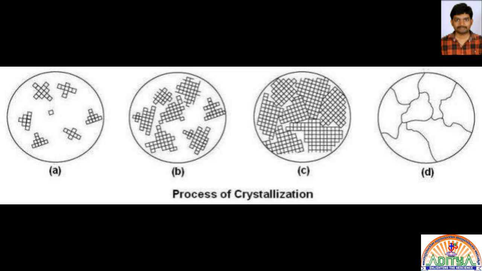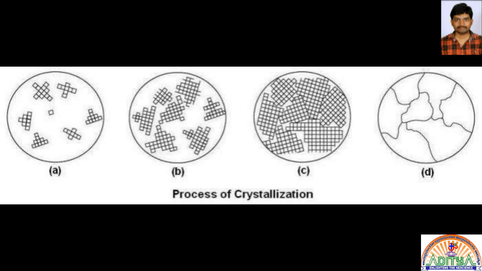Coming to the next step, it is the crystal lattice structure. It is the arrangement of atoms in a repeating pattern resulting in a crystal lattice structure. The crystal lattice structure can be influenced by factors such as the type of material, the cooling rate, and what impurities are present.